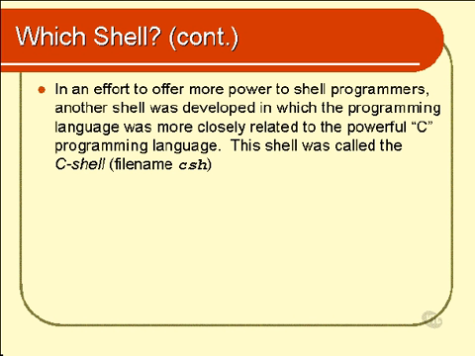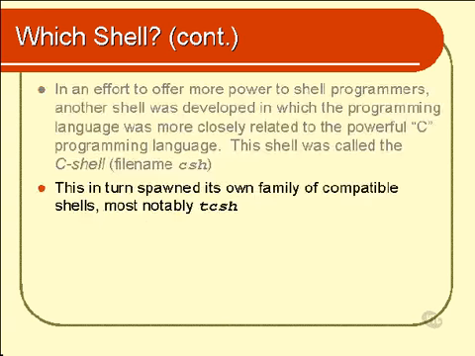The programming language of the C shell is slightly different to that of the Bourne shell, and it even offers some features not found in Bourne shell scripting. However, it is more complex to use and is reportedly a little bit buggy, so it is not used very often. We will not be covering it during this course. The C shell in turn spawned its own family of compatible shells, most notably tcsh, but we won't be covering any of those. We're going to focus on the universal Bourne shell.